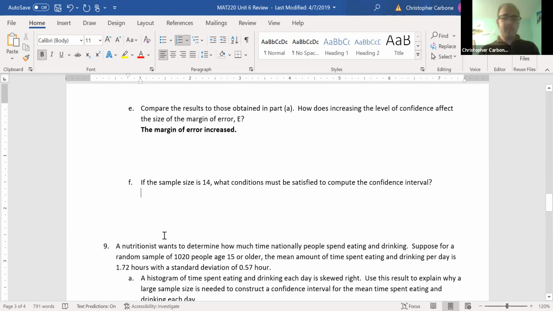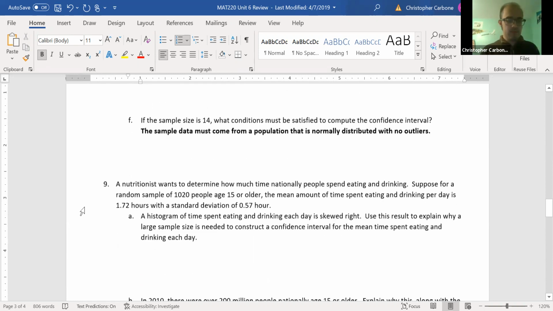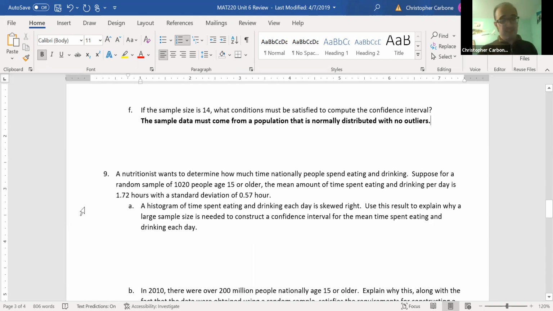And then finally, if the sample size is 14, what conditions must be satisfied to compute the confidence interval? So for this one, the sample data must come from a population that is normally distributed with no outliers. So due to that sample size being small, it needs to be at least 30 in order for us to not have to worry about that. Well, I shouldn't say that. It needs to be at least 30 for us to be able to claim approximately normal.